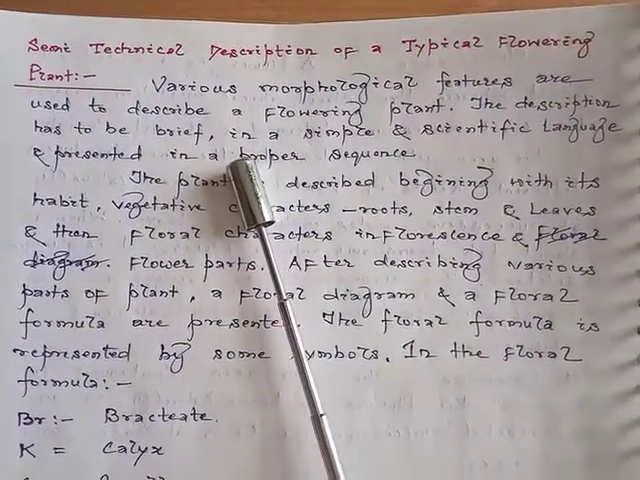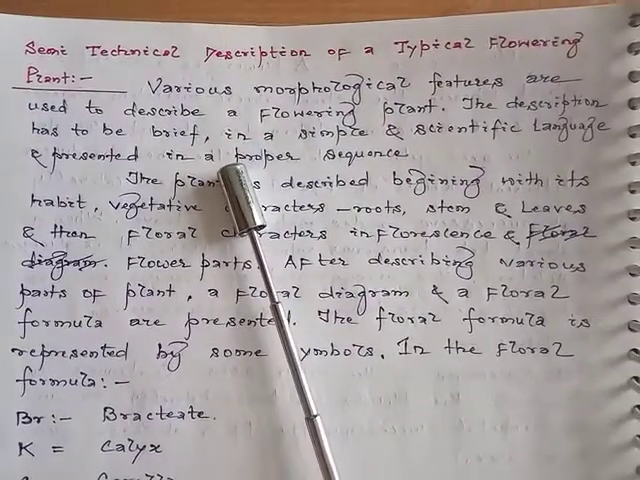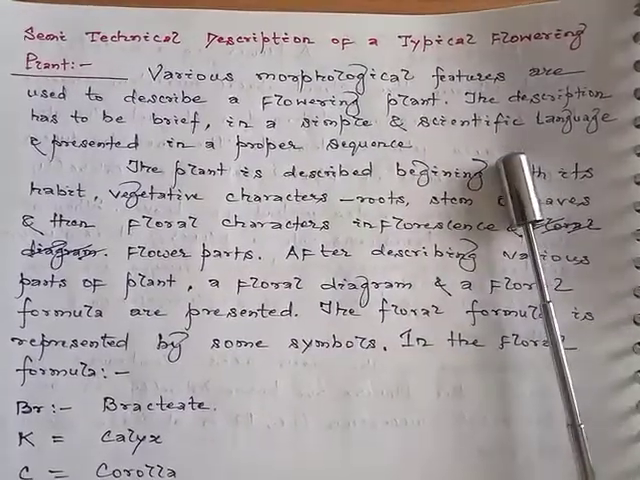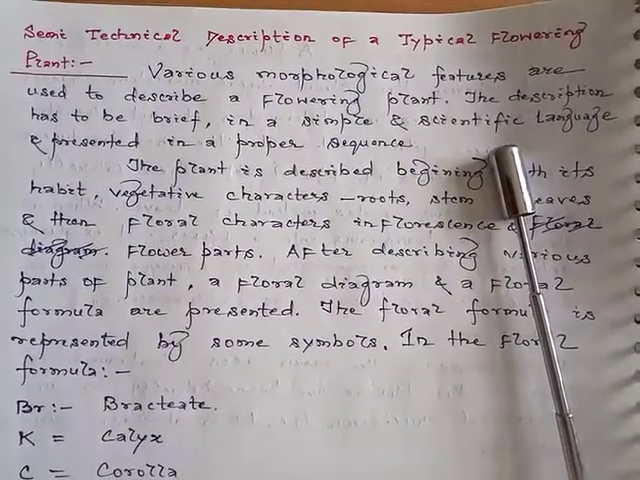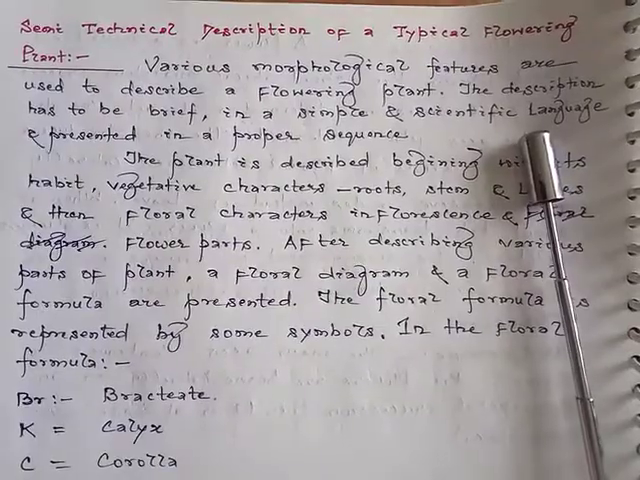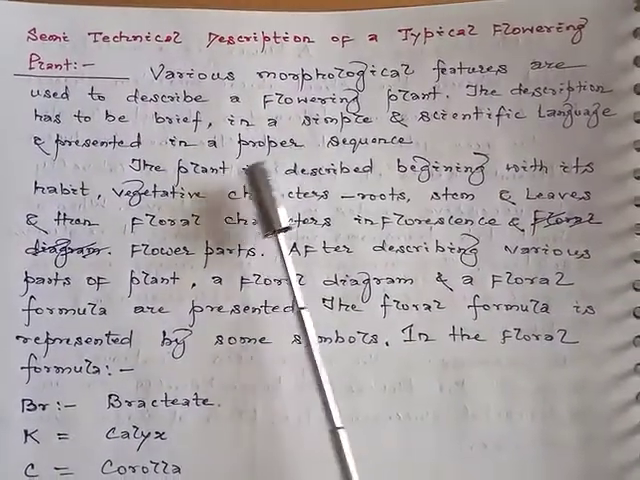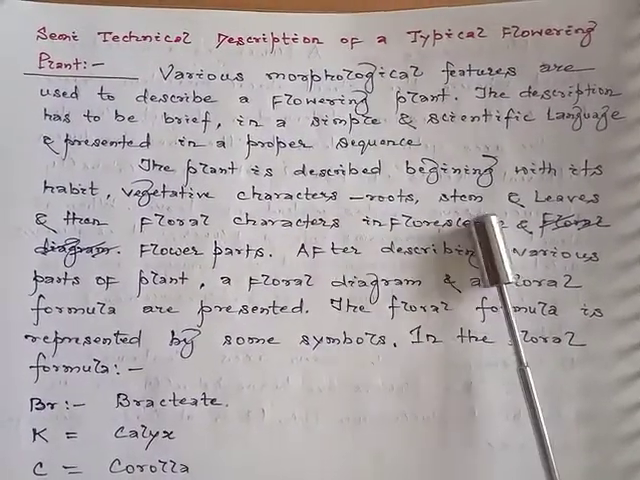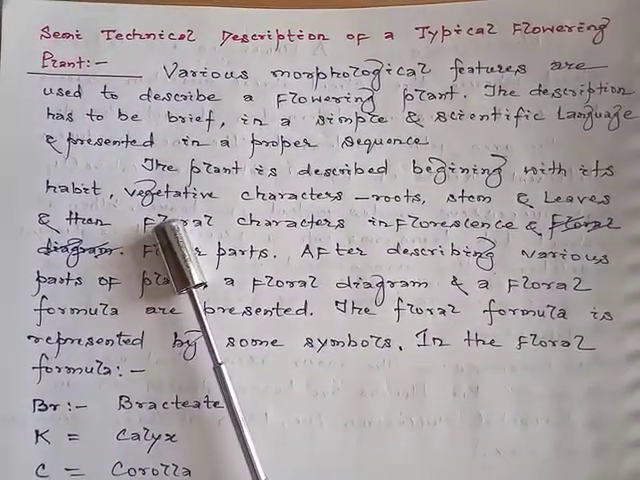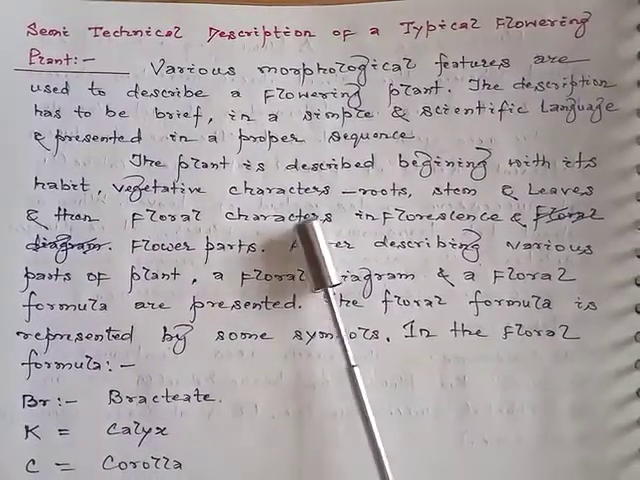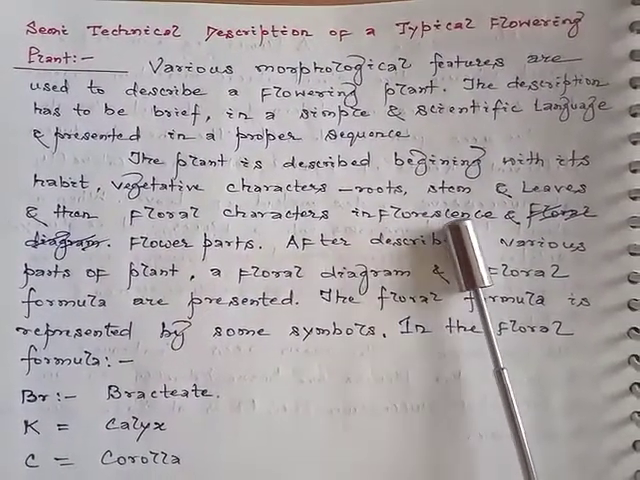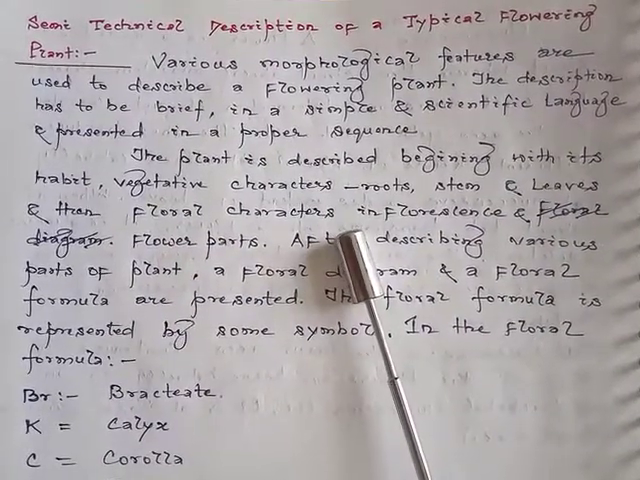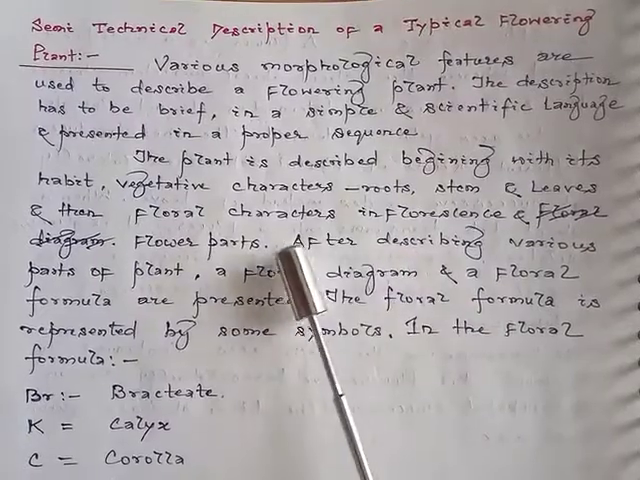Whenever the description has to be given in brief, in compact form, we describe it in simple and scientific language, through which it should be meaningful, and it should be presented in a proper sequence. So, the plant is described beginning with its habit, vegetative characters like which type of roots, stem, leaves, and then floral characters, inflorescence, and flower parts.